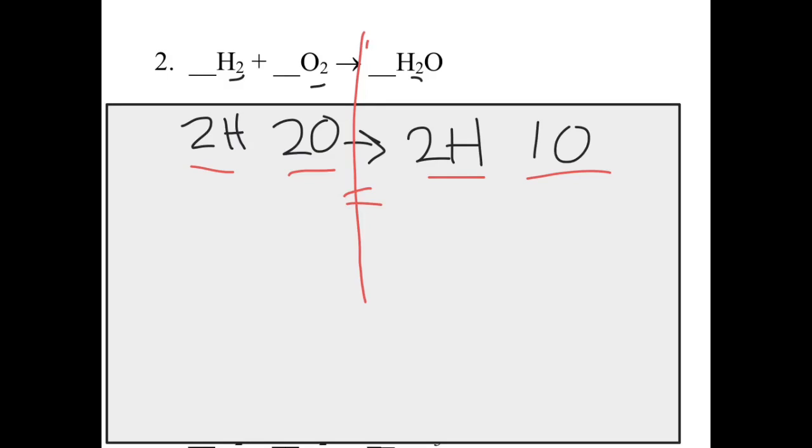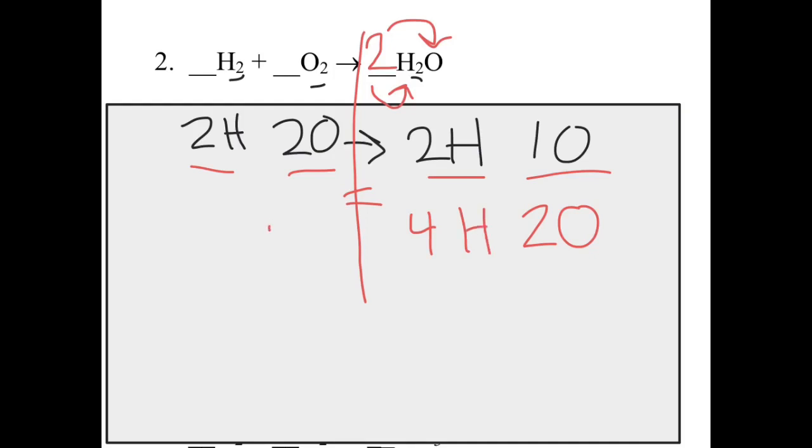To do that, I'm going to use the big number coefficient 2. By doing so, that 2 is going to give me 2 oxygen. But because it's also attached to a molecule, it's going to give me 2 times 2 hydrogen, which is now going to give me 4.